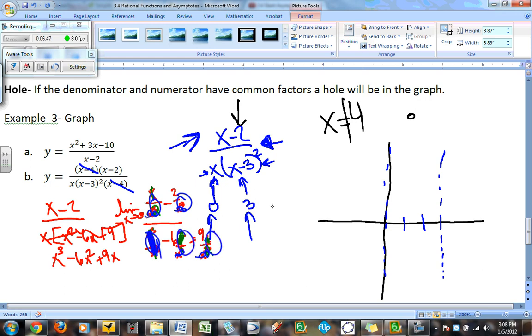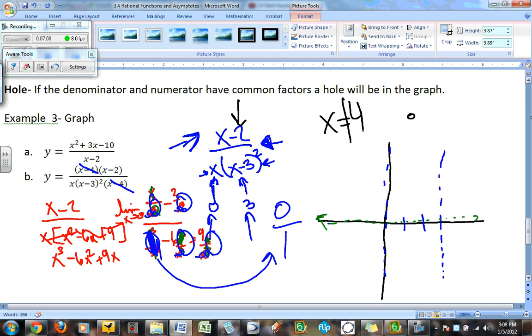Now what I have is 0 all over 1. I got my 1 from this guy. He didn't have an x in it. I didn't have to plug infinity into him. So when I got 0 over 1, my horizontal asymptote then is at 0, because 0 divided by 1 is 0. So now I know where my horizontal asymptote is. I know where my vertical asymptote is.